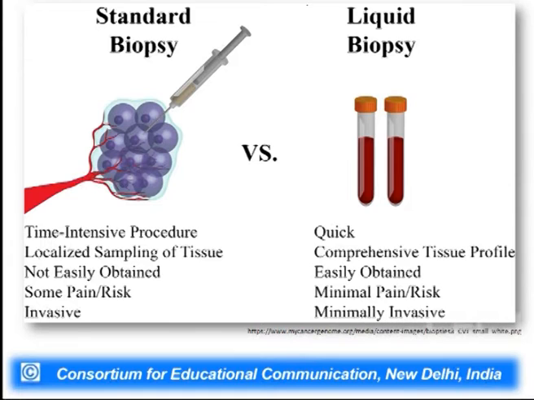So, the standard biopsy techniques have lots of advantages over the liquid biopsy, while the liquid biopsy also has some advantages. The standard biopsy techniques which we discussed are mostly invasive techniques. Localized sampling of the tissues can be done. They are not easily obtained because inserting the needle into the suspicious area is very tough, so many times they are guided with imaging procedures also. They are painful and risky, and majorly they are invasive.